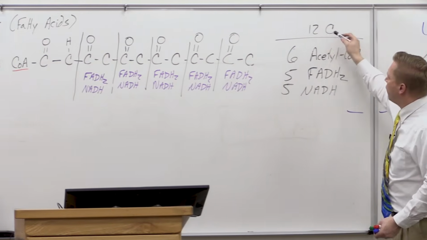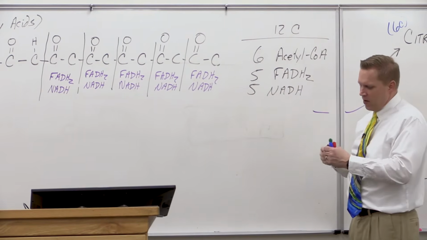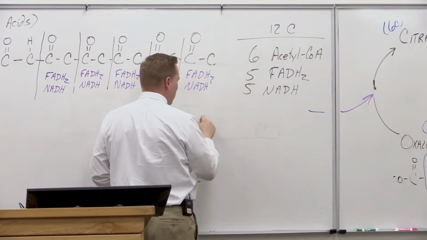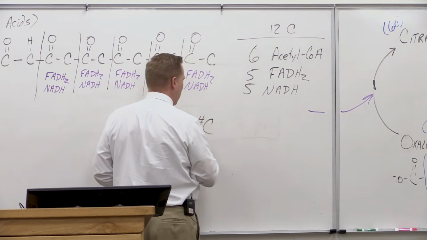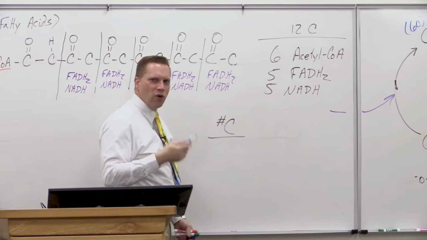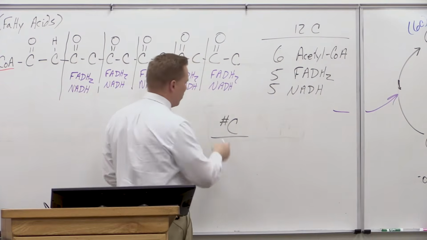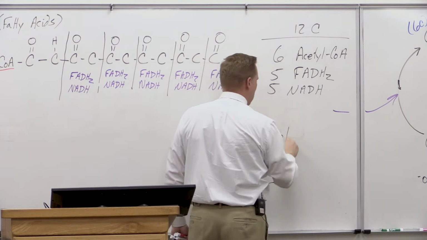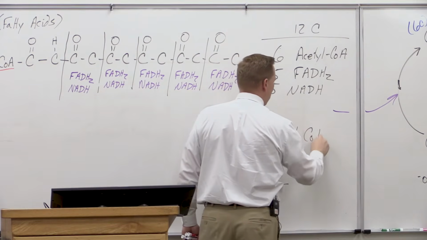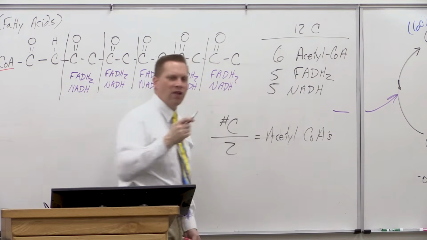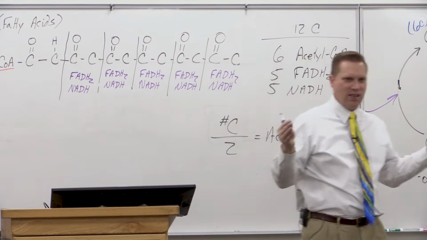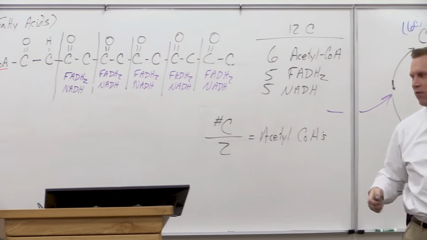This formula, so we started with 12 carbons. Let's go ahead and give you guys a formula. If you take the number of carbons, how many acetyl-CoAs will you get out of a fatty acid? Just count the number of carbons and divide by 2. And that equals the number of acetyl-CoAs. So that's not hard math. If I had an 18-carbon fatty acid, then I get 9 acetyl-CoAs out of it.